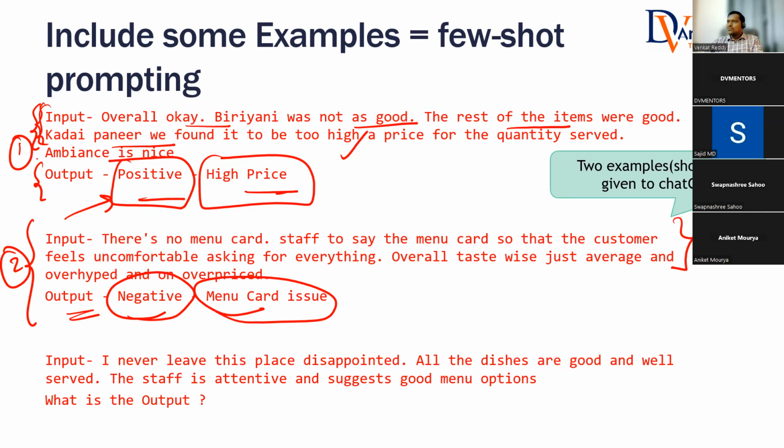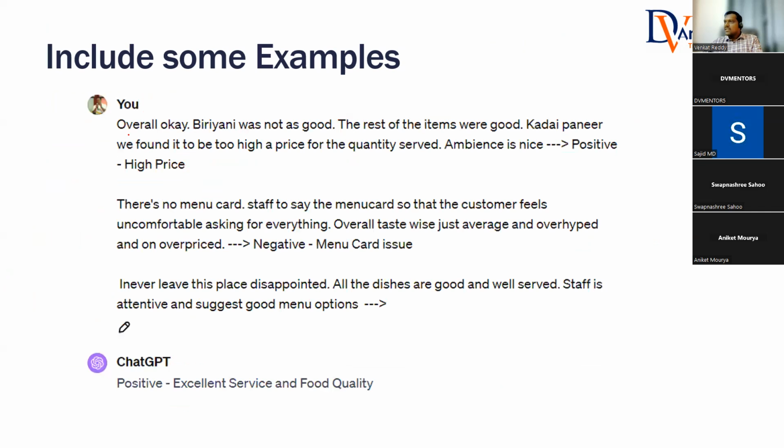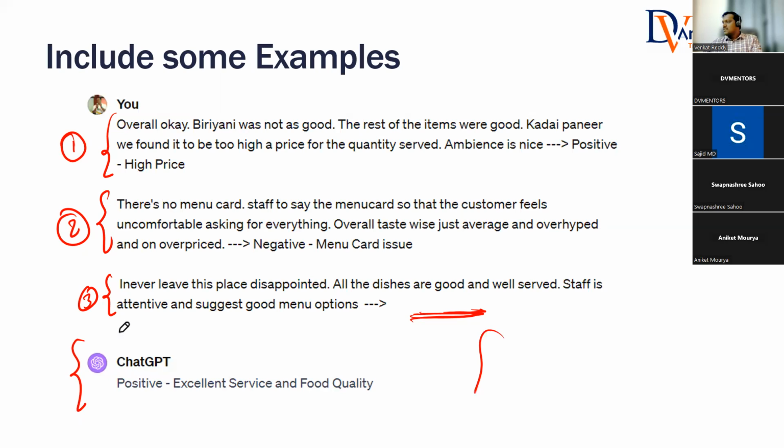So I gave two examples. Then I wrote the input only. Third one: I never leave this place disappointed, etc. There's one more review. What is the output? That's what I wrote. Now, if I give this whole thing as input, shot one, shot two, few shot, and then the third one with no output here, what is the ChatGPT response? Very clear, precise. See, you are not getting a very lengthy output here.